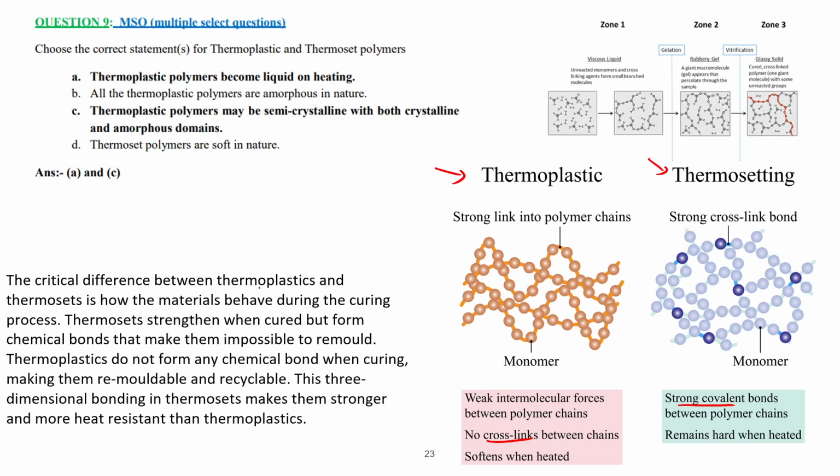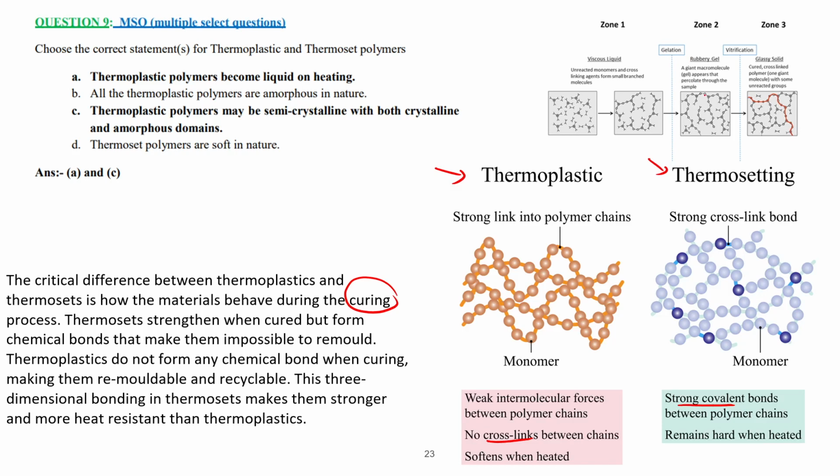The critical difference between thermoplastic and thermoset is how the material behaves during your curing process. What is that? It's actually the hardening of your plastic. So that's the process actually. Here you can see that unreacted monomers can be present like this, and can be this kind of branched thing. So they are heated, or other techniques are also there, so that they can harden. So hardening of material. That's what you can say for this particular curing.